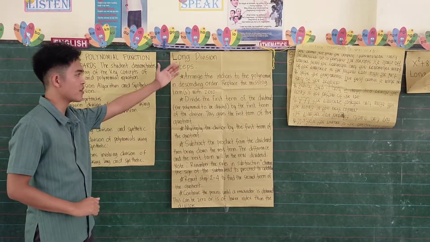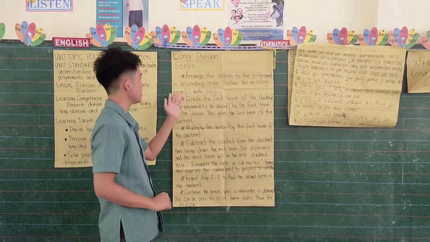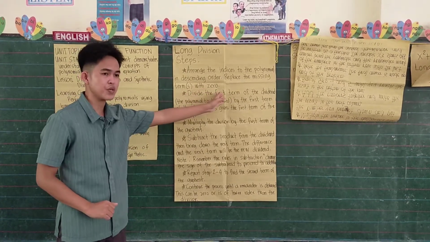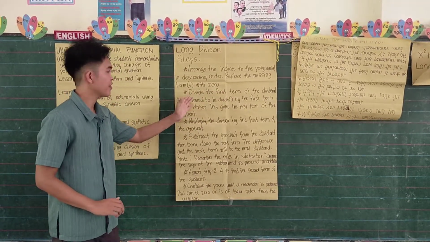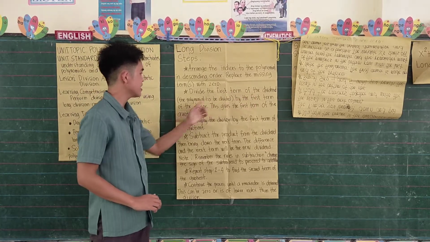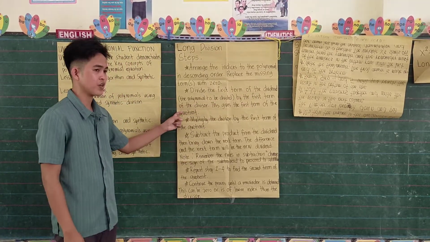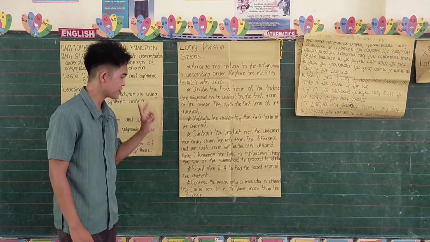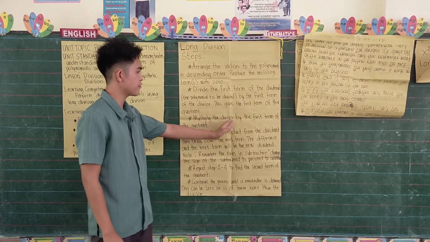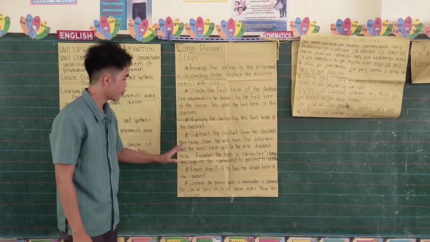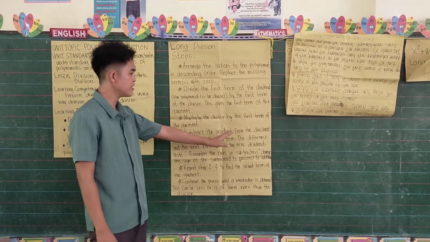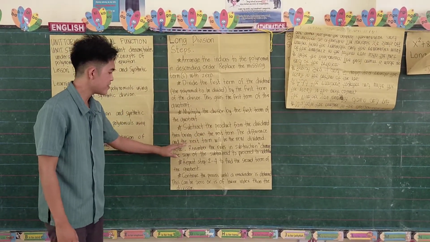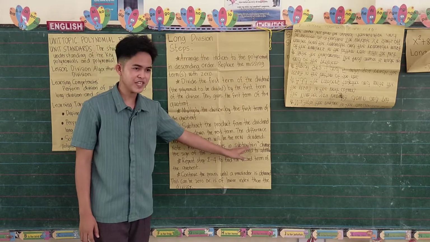So first is to arrange the indices of the polynomial in descending order. Then replace the missing terms with 0. Next is to divide the first term of the dividend by the first term of the divisor. This gives the first term of the quotient. The third step, multiply the divisor by the first term of the quotient. Fourth, subtract the product from the dividend, then bring down the next term. The difference and the next term will be the new dividend.